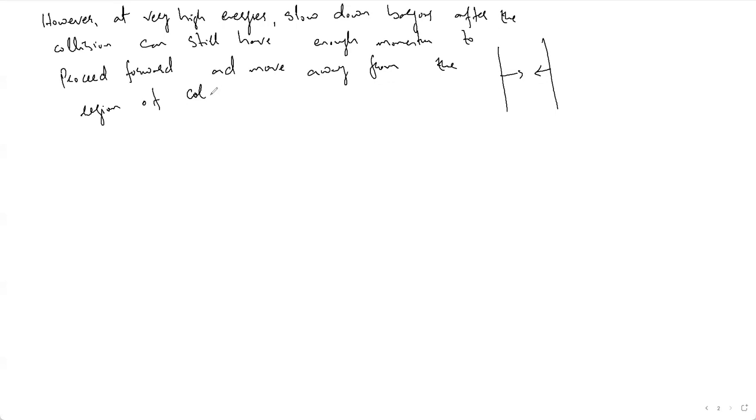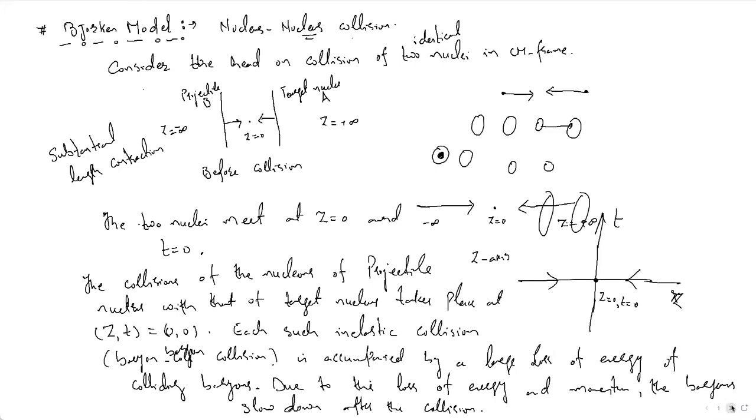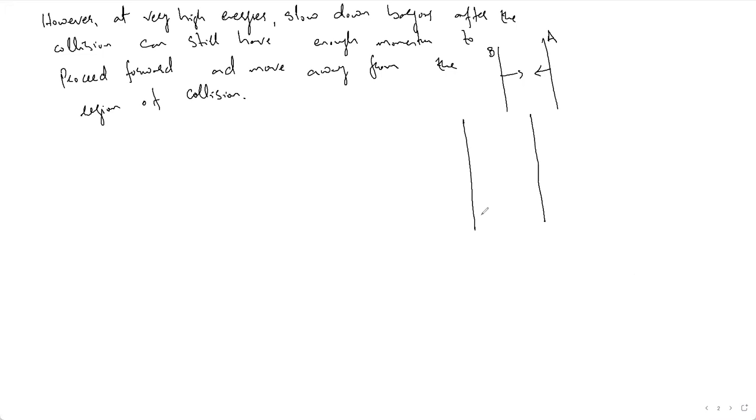Now, since earlier I called this the projectile nucleus B and this the target nucleus A, yes, B and A. Okay, so now what will happen? The collision point is this. There will be a lot of energy lost, and that energy loss will be deposited in this region. I will explain that in a while. This has a thickness delta z.